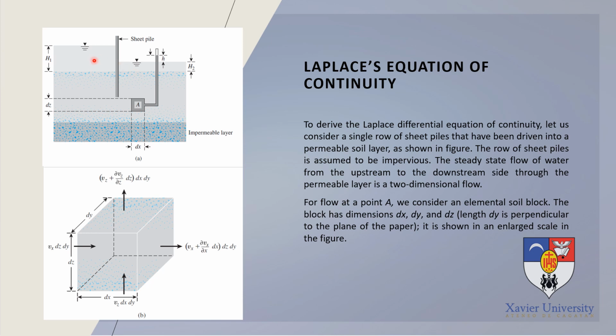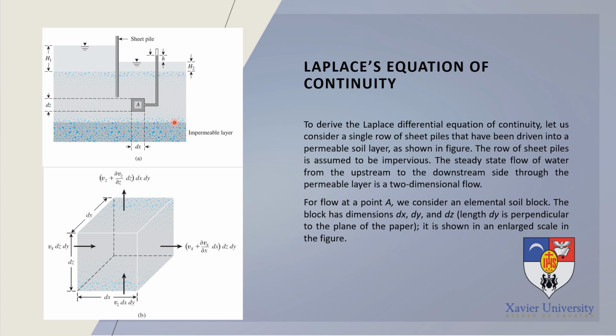The water here has a higher elevation compared to the other side of the sheet pile, so the water will flow from this side to this side through the permeable layer beneath it. The water goes down here and then travels to the other side of the sheet pile. Here we are going to identify the rate of flow, or how the water moves through this permeable layer to the other side.